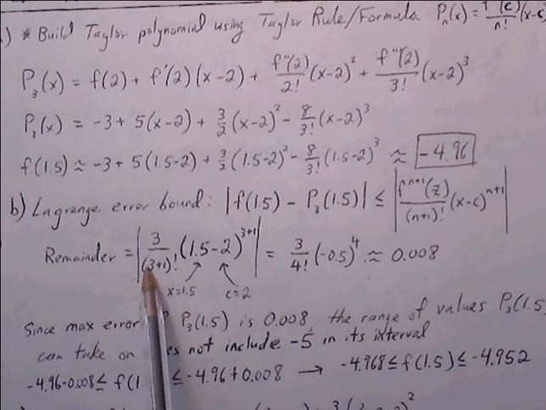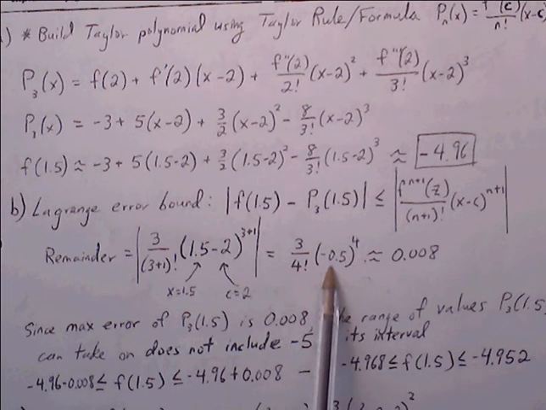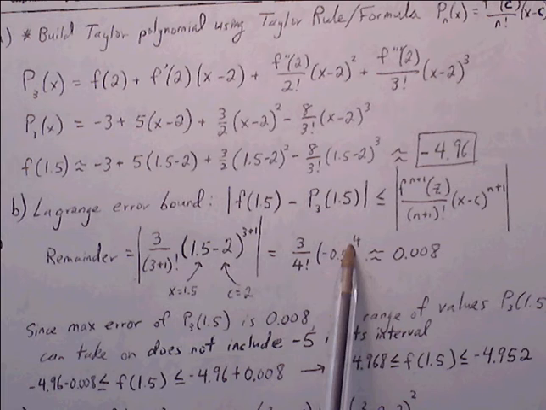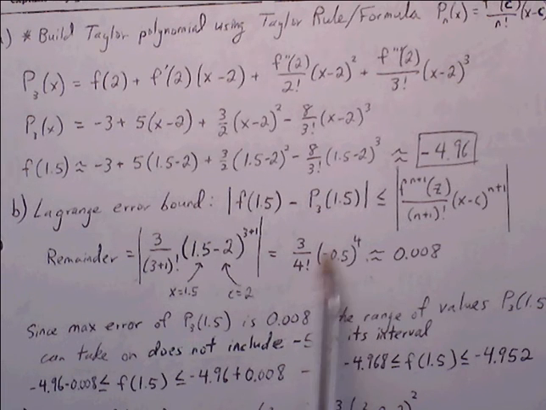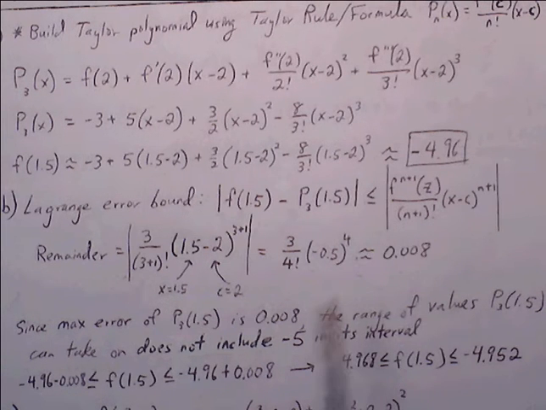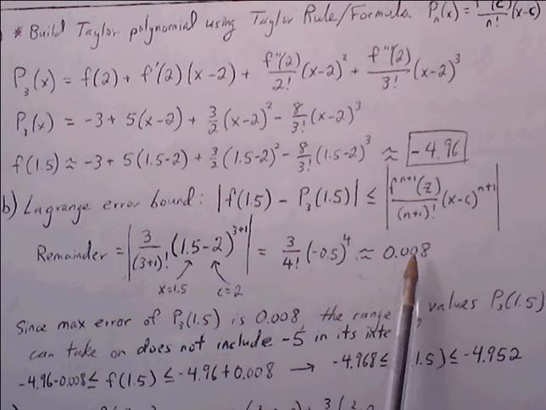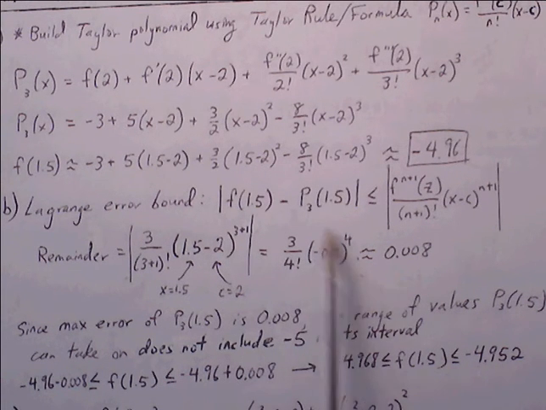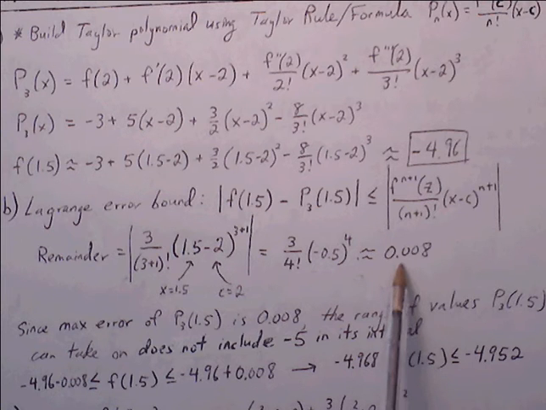gives us. So 3 over 4 factorial times 1.5 minus 2, which is negative 1/2, raised to the 4th. And if we clean this up, this ends up being roughly 0.008. So we know that the maximum remainder, the maximum error between the difference of these two values, is not going to be off by more than 0.008.